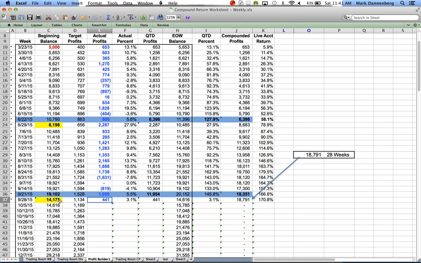And now that we've started over again with a new quarter, we reset to $81.98, which was the beginning balance of last quarter, plus 50% of the profits from the previous quarter. So to date, including this week, we've accumulated $18,791 of profits.